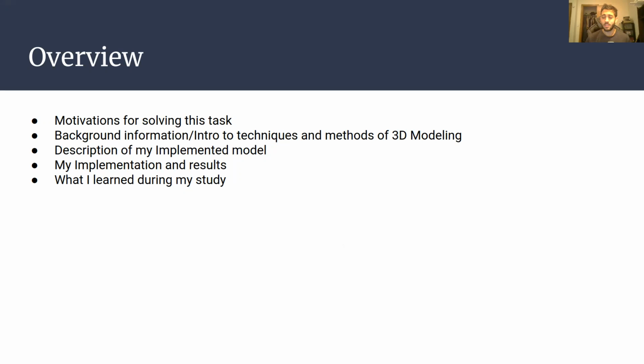The background information and some terms to define about 3D modeling and information that will make this process a little bit easier to understand. A description of a model I found that solved this very well. And when I re-implemented that model, the results I got and what I learned in the study and how the field can go forward.